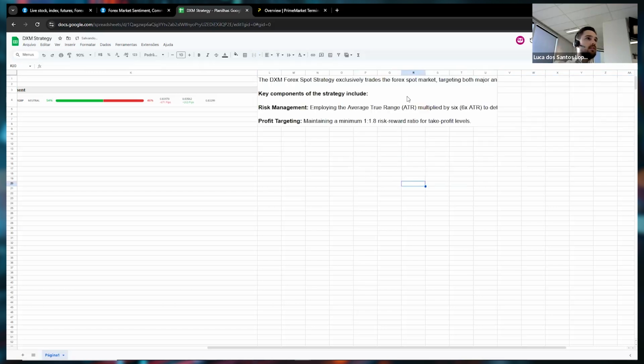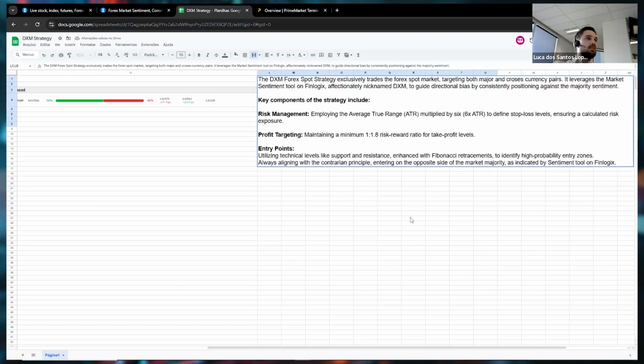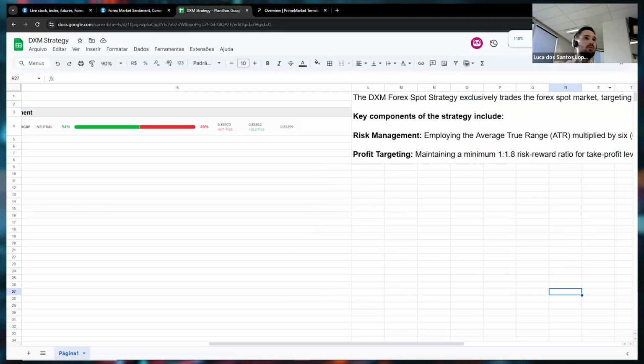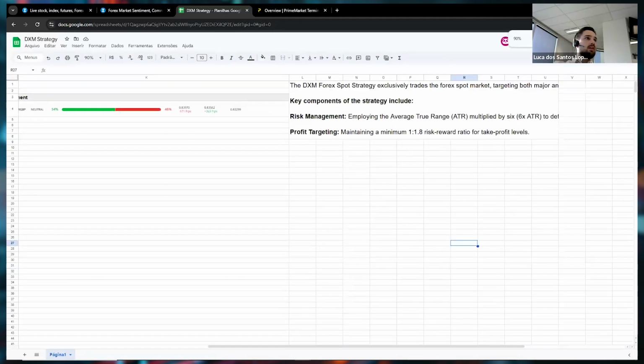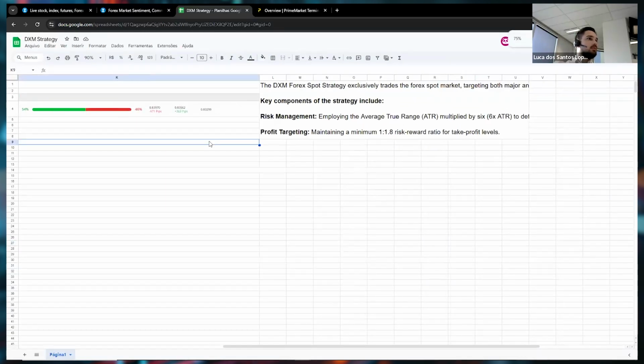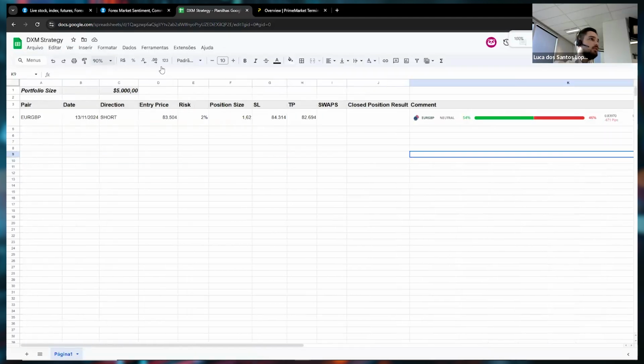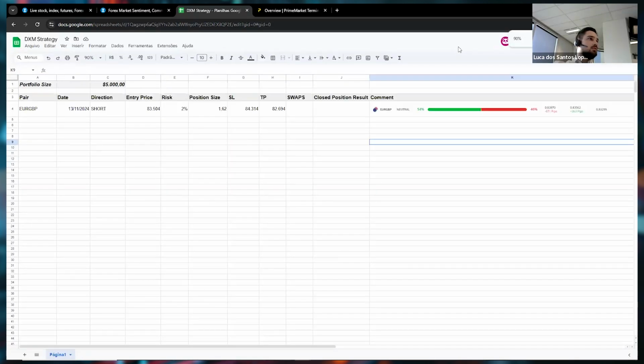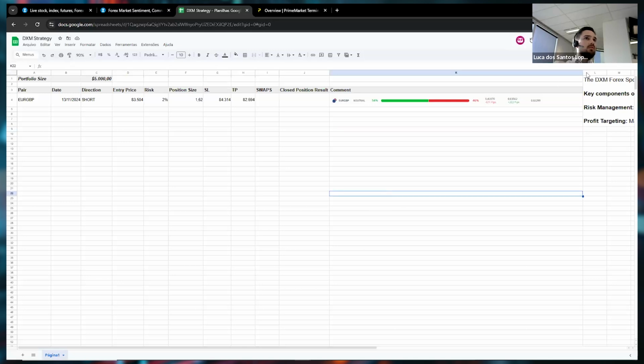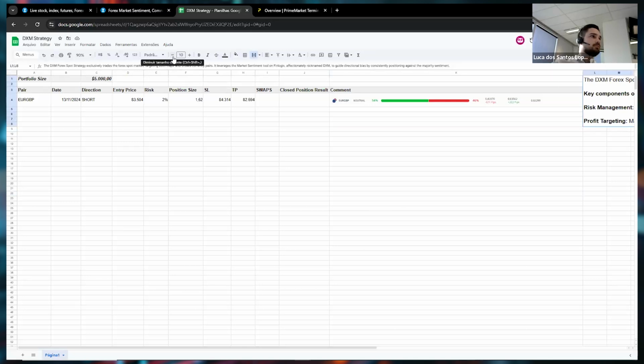Perfect. So that's it. The strategy description will always be here, so everyone can come and have a look at that. Okay, there we go. Do a zoom out. Oh, perfect. All right, now that being said, any questions around that?